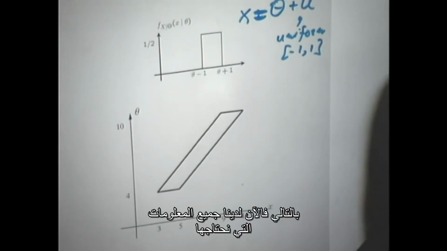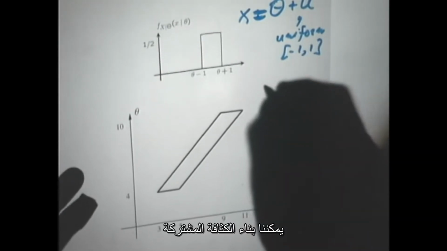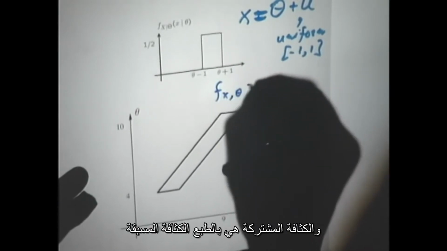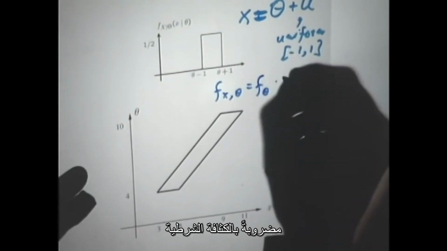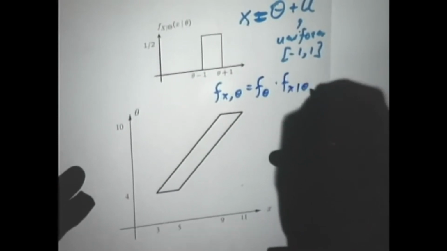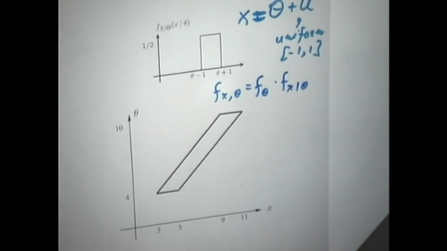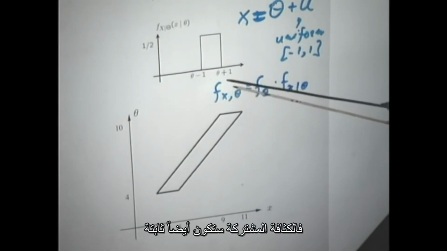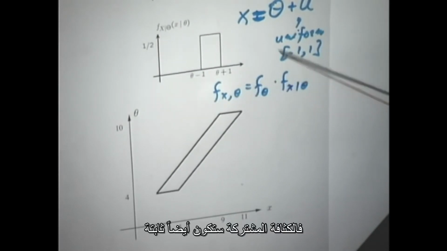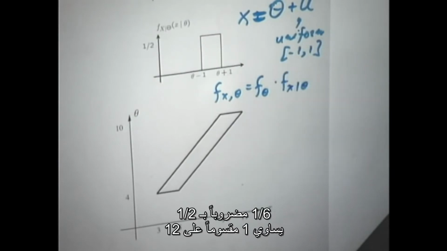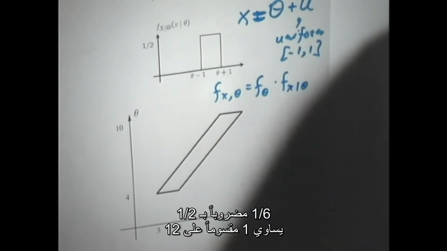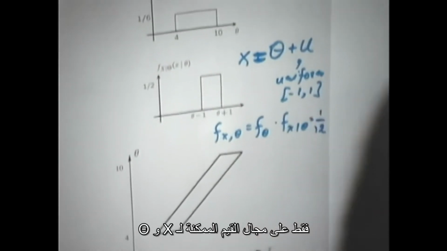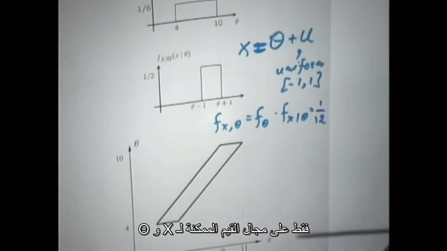So now we have all the information that we need. We can construct the joint density. And the joint density is, of course, the prior density times the conditional density. We got both of these. Both of these are constants. So the joint density is also going to be a constant, 1/6 times 1/2. This is 1/12. But it is a constant not everywhere, only on the range of possible x's and thetas.